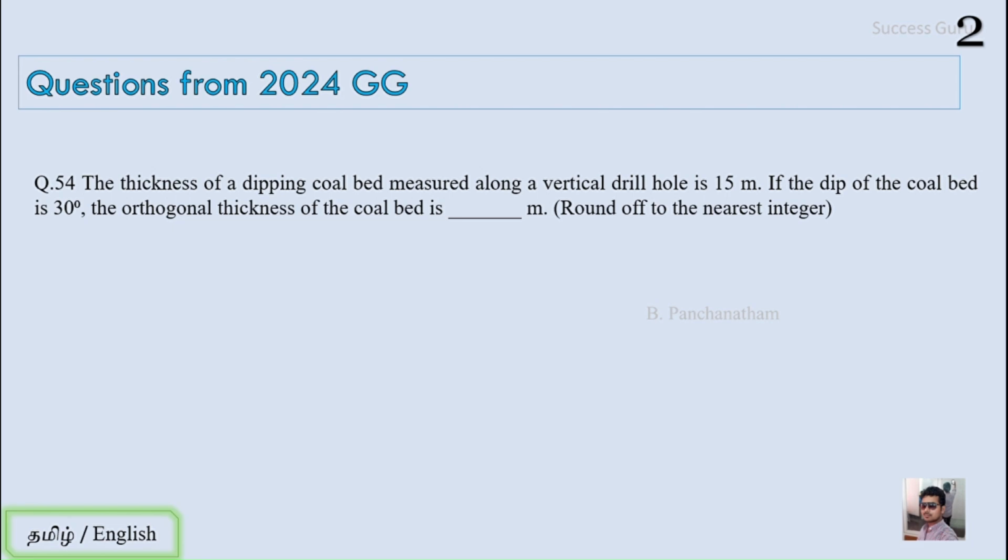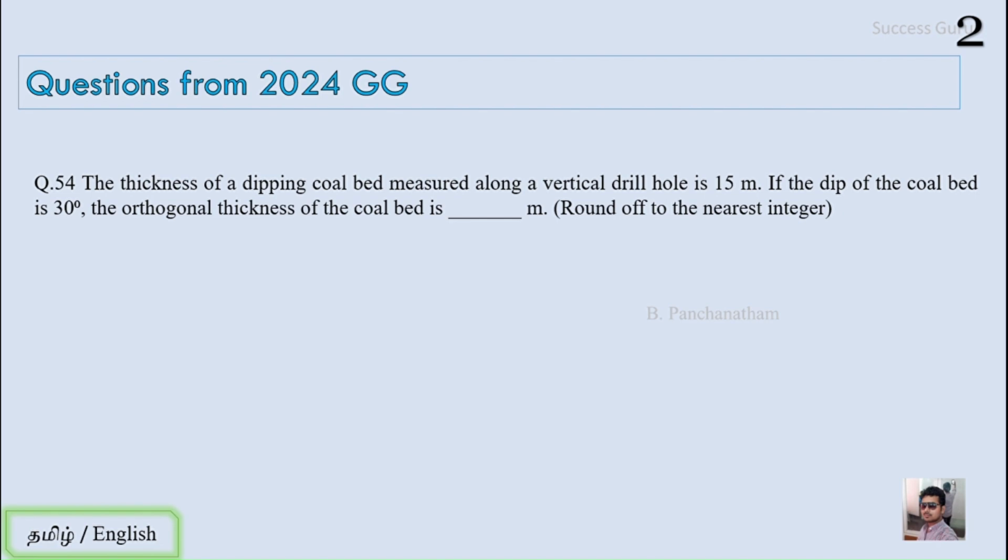Hey guys, we are back with our JAM previous year question solving video series, and this is question number 2 in structural geology. The question is: the thickness of a dipping coal bed measured along a vertical drill hole is 15 meters. If the dip of the coal bed is 30°, the orthogonal thickness of the coal bed is dash meters.